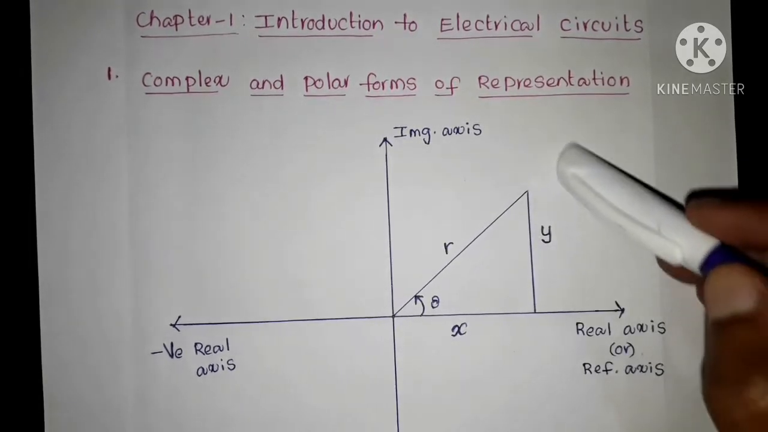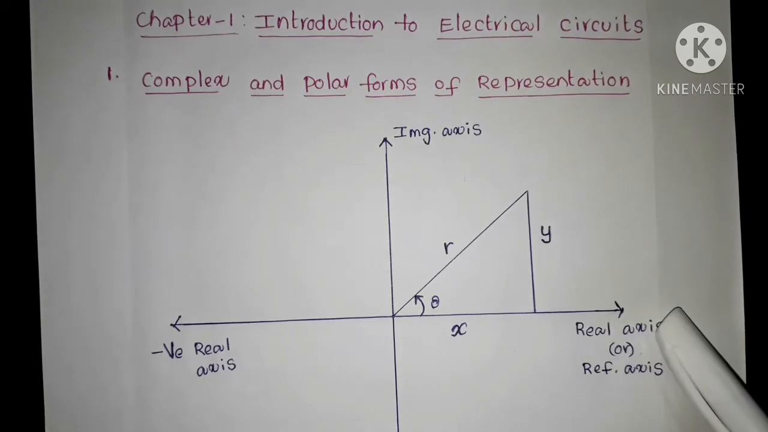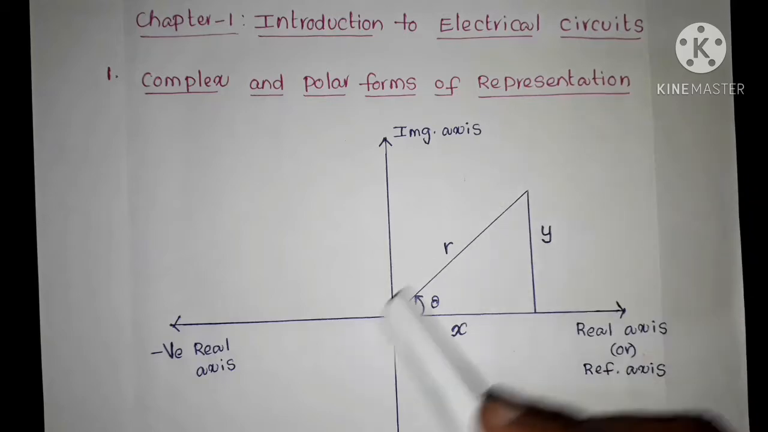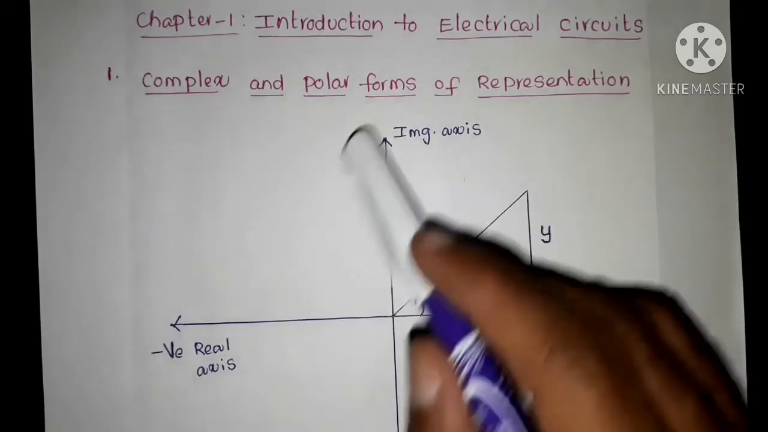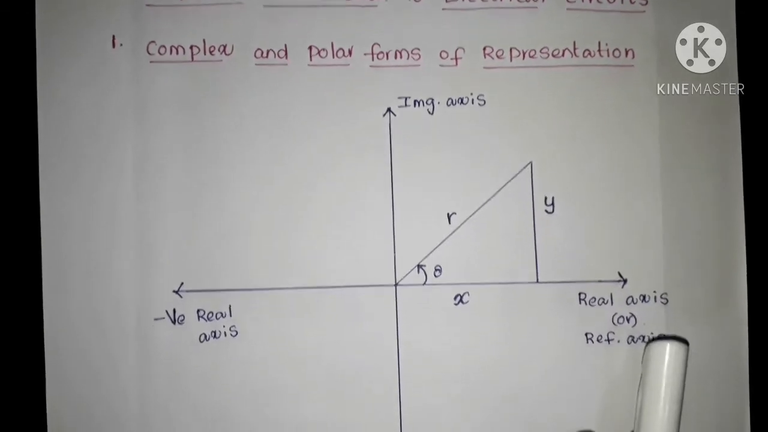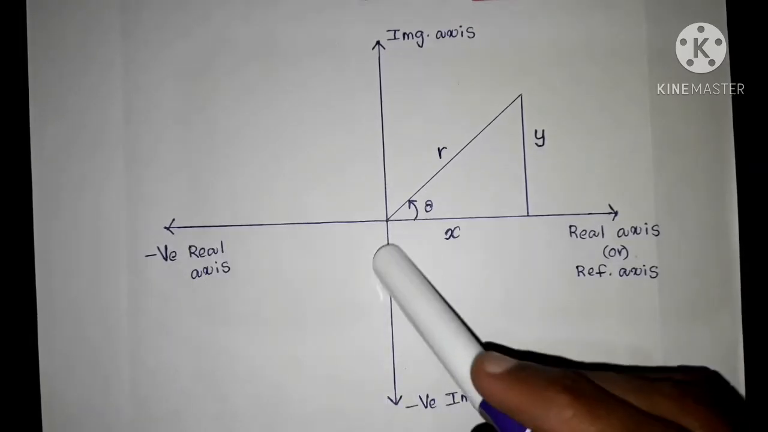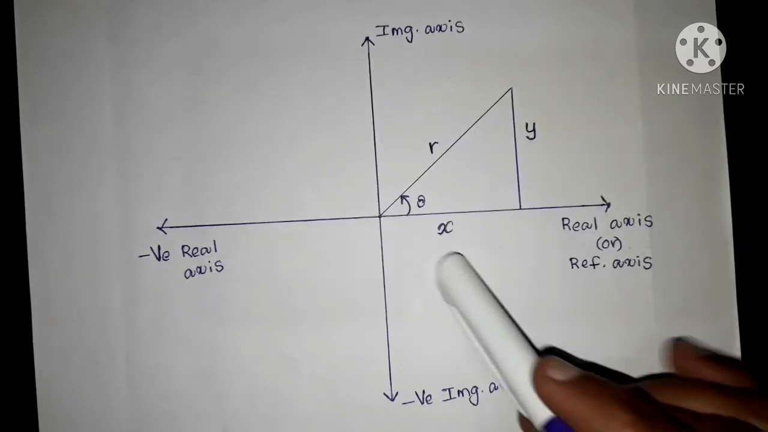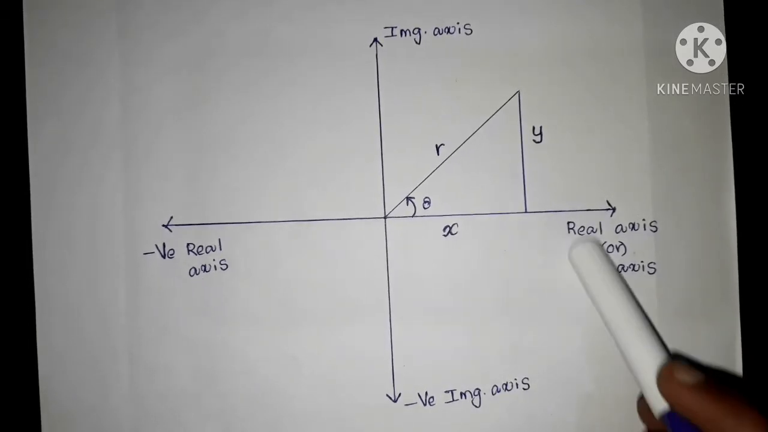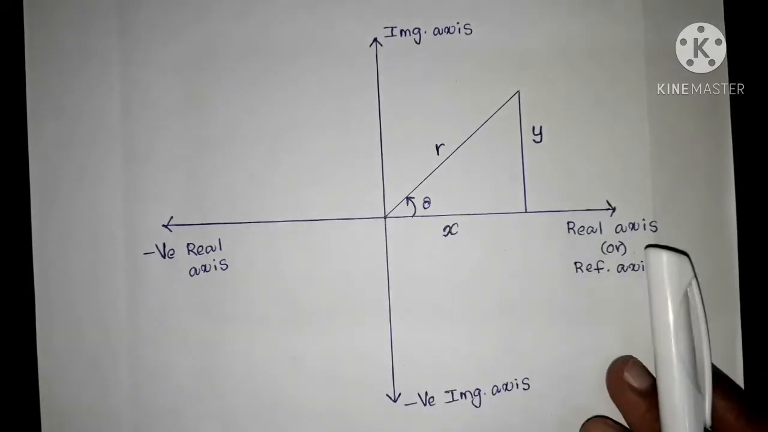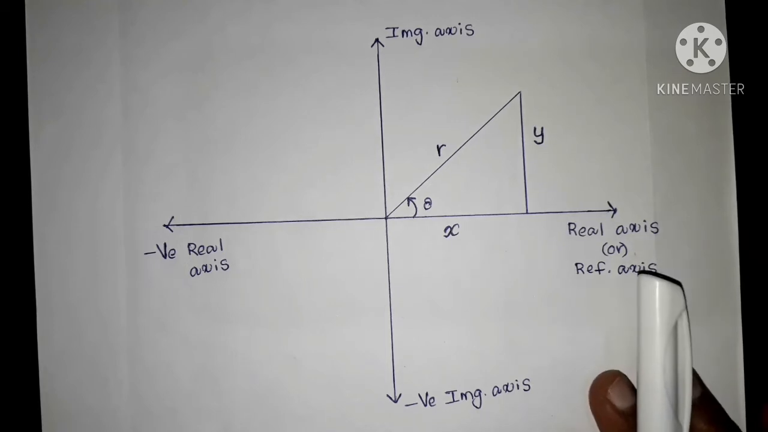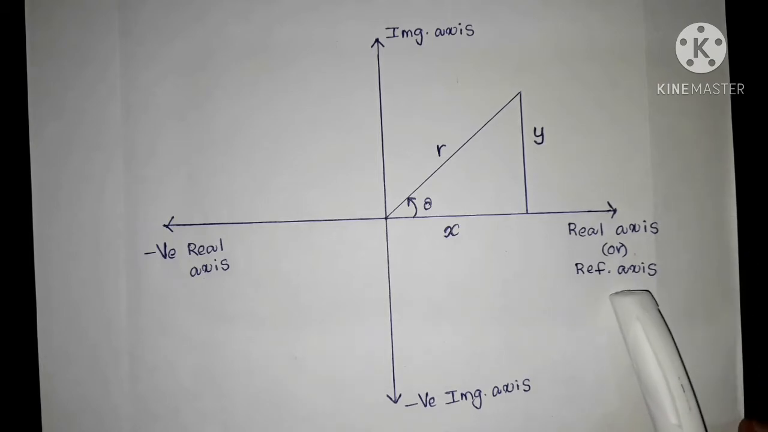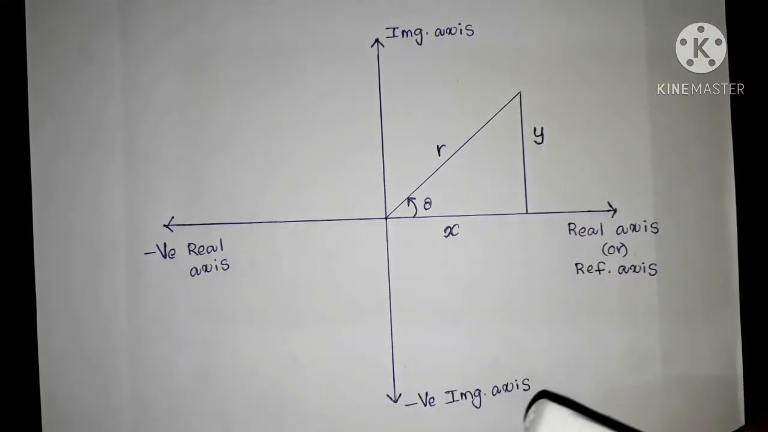And this is quadrant 1, where positive real and positive imaginary is quadrant 1, negative real and positive imaginary is quadrant 2, negative real and negative imaginary is quadrant 3, and positive real and negative imaginary is quadrant 4. So the total plane is divided into 4 quadrants. Here, this is the real axis, otherwise called the reference axis, and this is the imaginary axis.